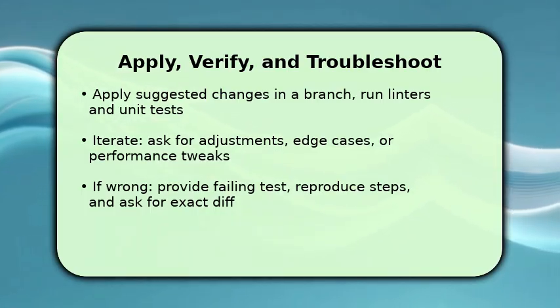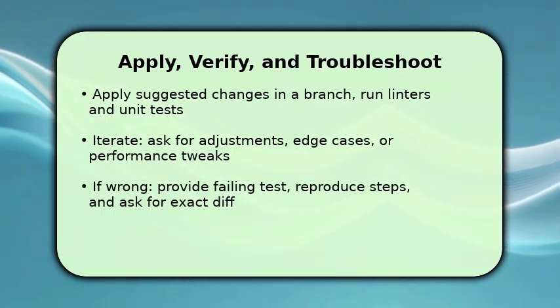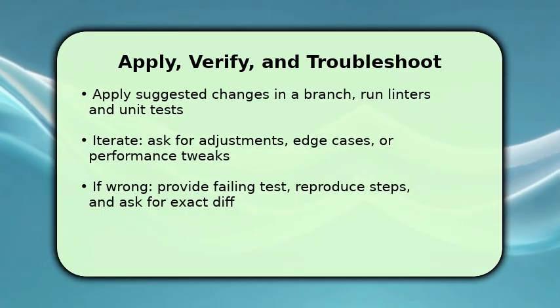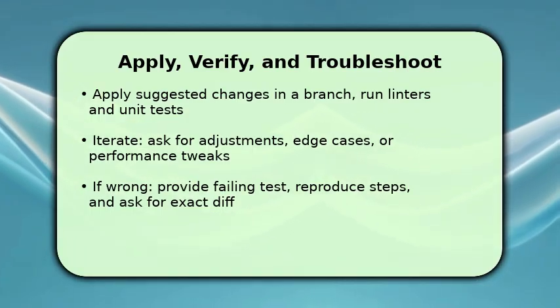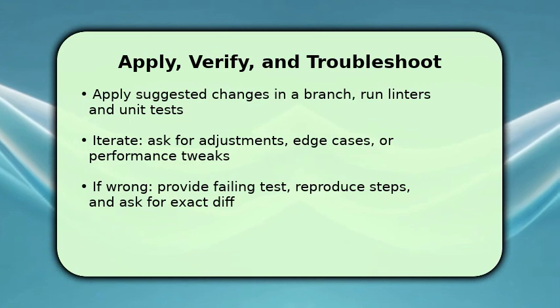If it gives incorrect output, provide a minimal failing test and the reproduction steps, then ask explicitly for a compact diff. One key tip: when responses are off, narrow context and demand exact patches to reduce ambiguity.